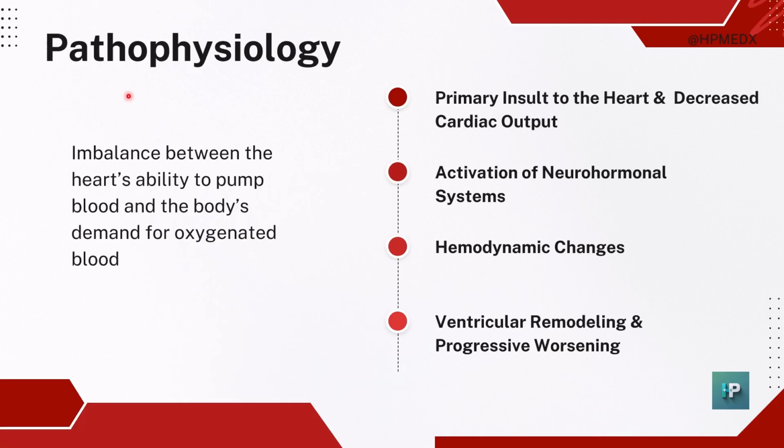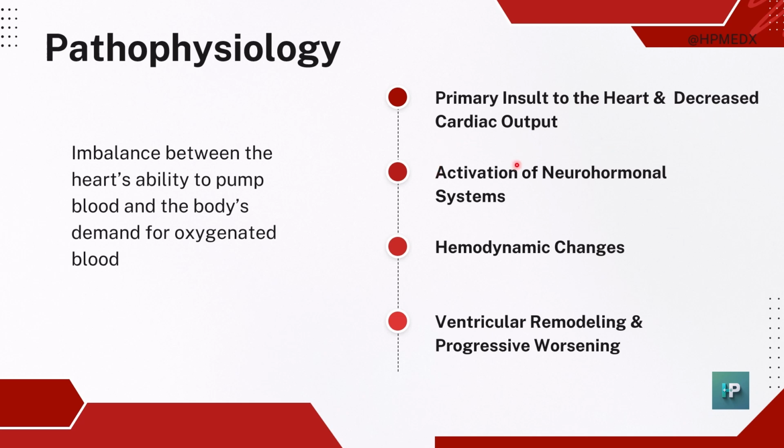And then the important thing, pathophysiology. Here you can see what is heart failure. It is just a demand and supply defect. That is, it is the imbalance between the heart's ability to pump blood and the body's demand for oxygenated blood. So it's demand and supply. And then here you can see at first there is a primary insult to the heart. That is, it might be a valvular heart disease or whatever. And this leads to decreased cardiac output.